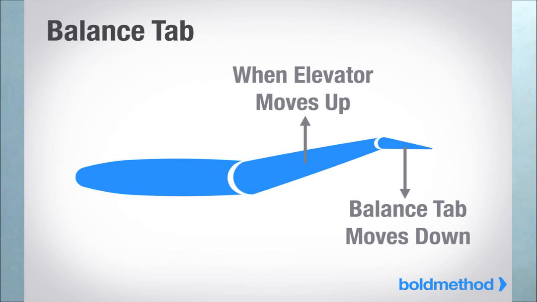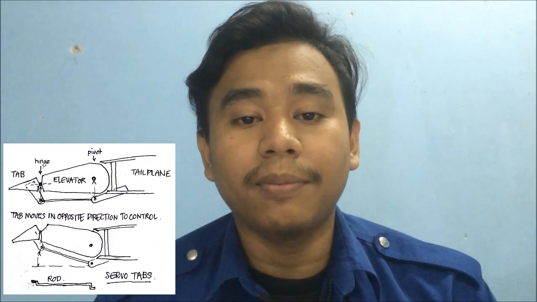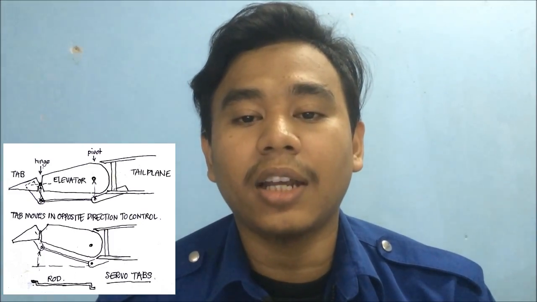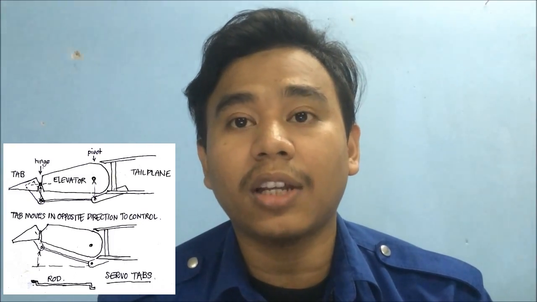Trim tab is located at the trailing edge of the primary flight control surface. The function is to reduce the force needed to move a primary control surface. Balance tab is located at the trailing edge of the primary flight control surface. The function is to reduce the force needed to move a primary control surface. Anti-balance tab is located at the trailing edge of the primary flight control surface. The function is to increase the feel and effectiveness of the primary control surface. Servo tab is located at the trailing edge of the primary flight control surface. The function is to assist or provide the force for moving a primary flight control.